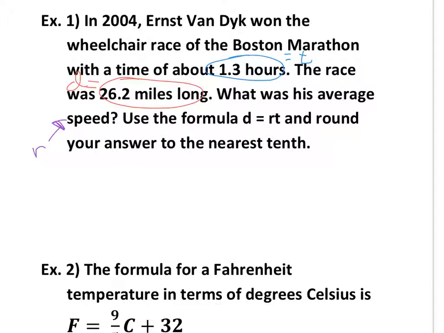So they want you to use the formula distance equals rate times time, the one that we were just talking about, and round your answer to the nearest tenth. So we're going to start with a formula. d equals rate times time, and we're going to plug into that formula what we know. Well, we were told that the distance was 26.2 miles. So we're replacing d with that, equals, we don't know our rate, but we know our time is 1.3 hours.